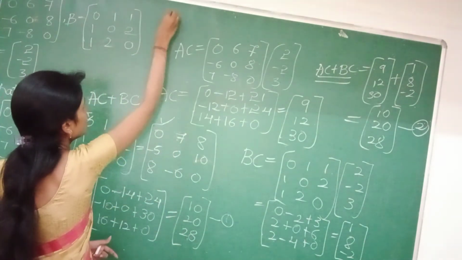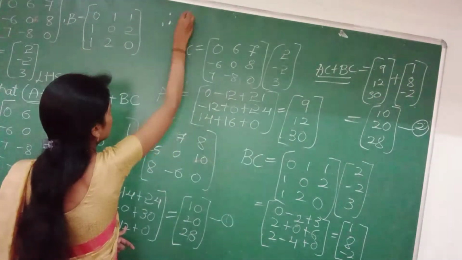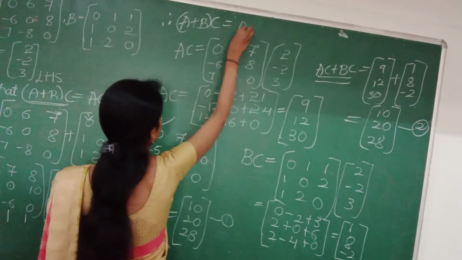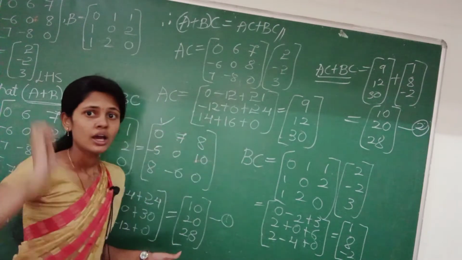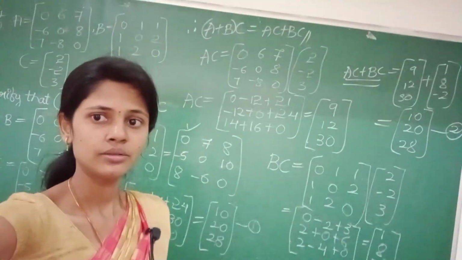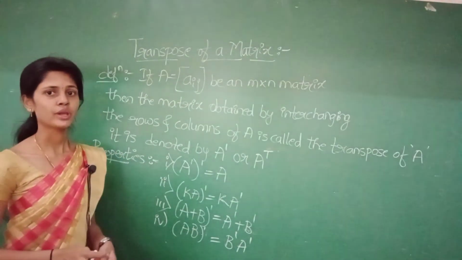Therefore, what can you conclude from equations 1 and 2? From equations 1 and 2, (A + B)C = AC + BC. That is the required result for the given example, right? Yes. Our next part is the transpose of a matrix.